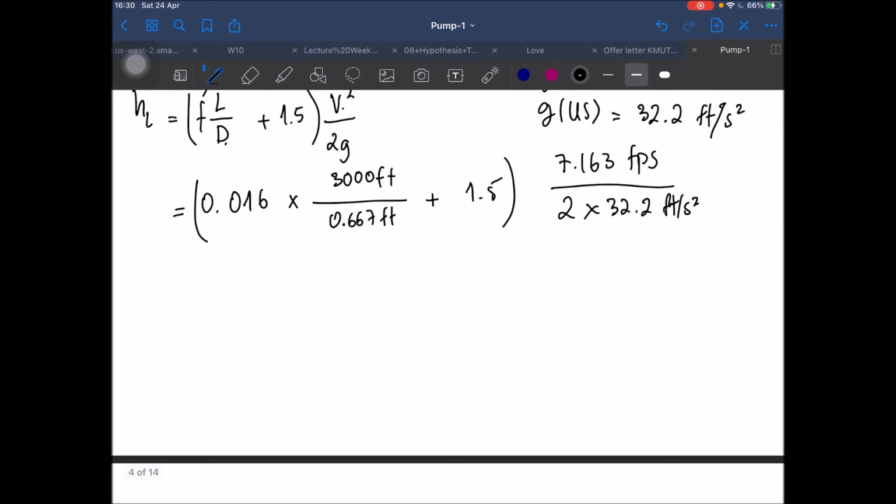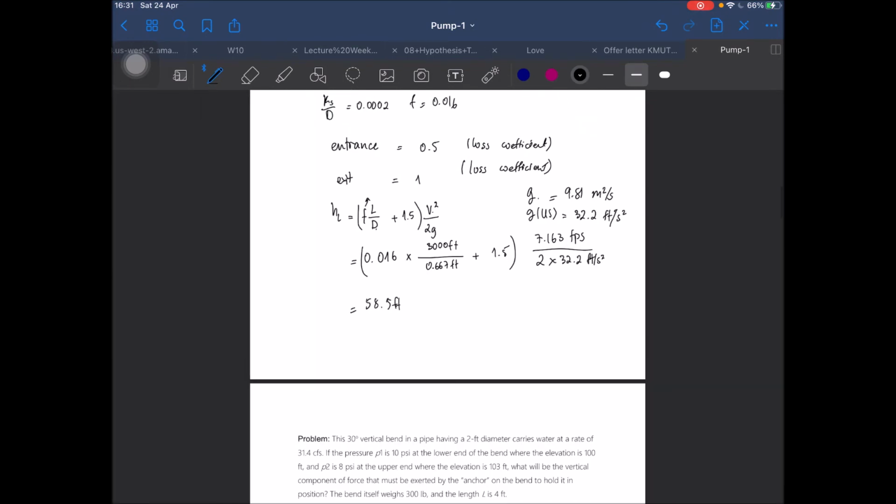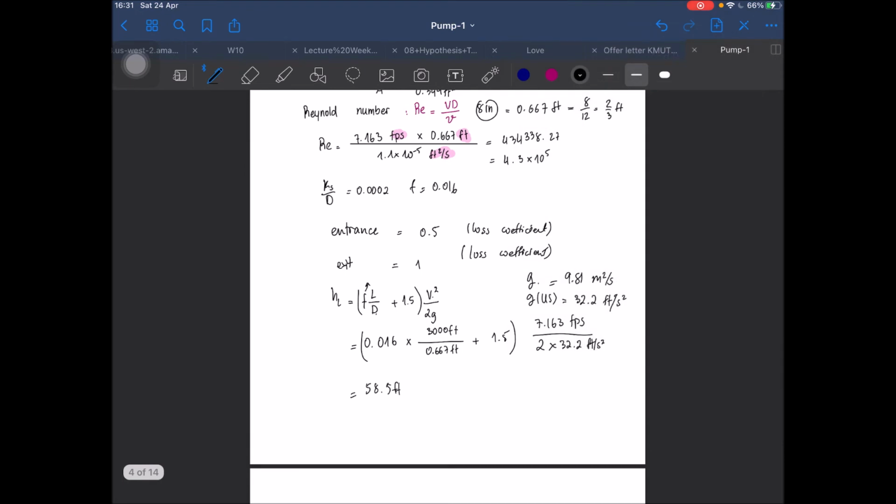So now let me use the calculator to find out the real answer. 3,000 over 0.667 plus 1.5, and then we multiply the overall thing by 7.163 squared over 2 times 32.2. We have 58.5 feet.